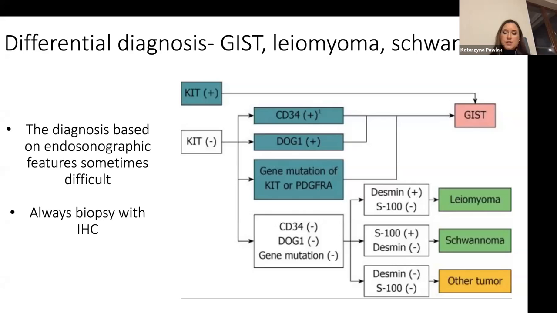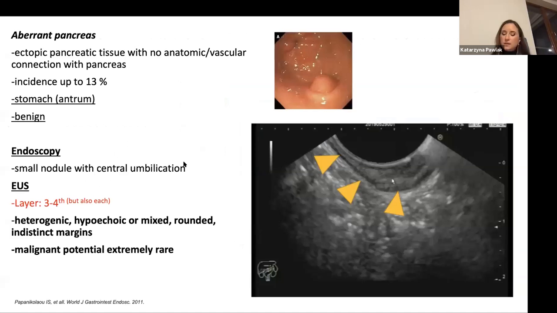And here you will see the aberrant pancreas, which sometimes looks very typical in EGD: it is covered with normal mucosa, normally located in the antrum. This is a type of benign lesion and has some umbilication on the top of it.